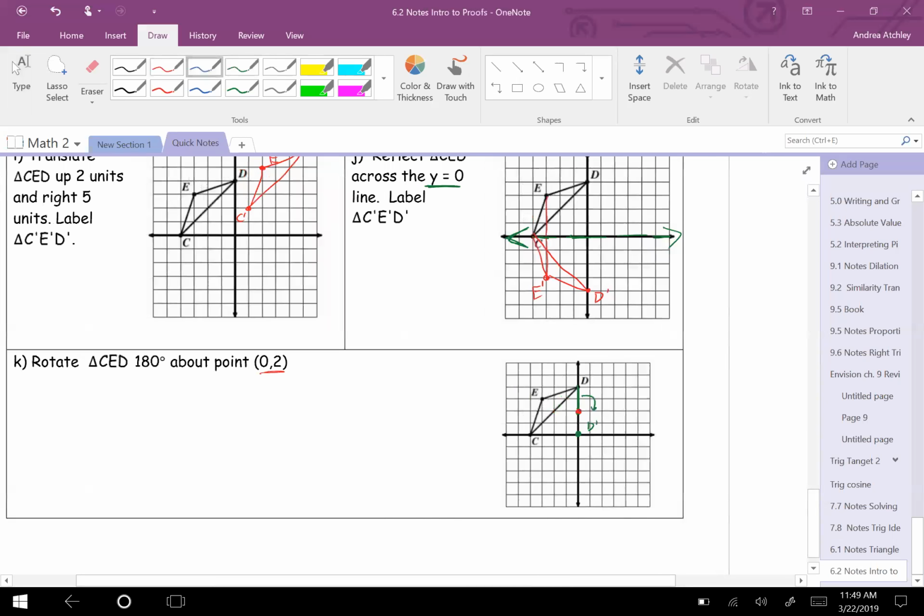I do the same thing with E. I'm going to draw a hinge to it. So I'm just going to go to the left however many and up however many. And then I'm going to rotate that hinge around 180 degrees. So picture it just moving this L shape around over here, 180 degrees. So that hinge, when I rotated it, would go over 3 and down 1. And that would be my E prime.